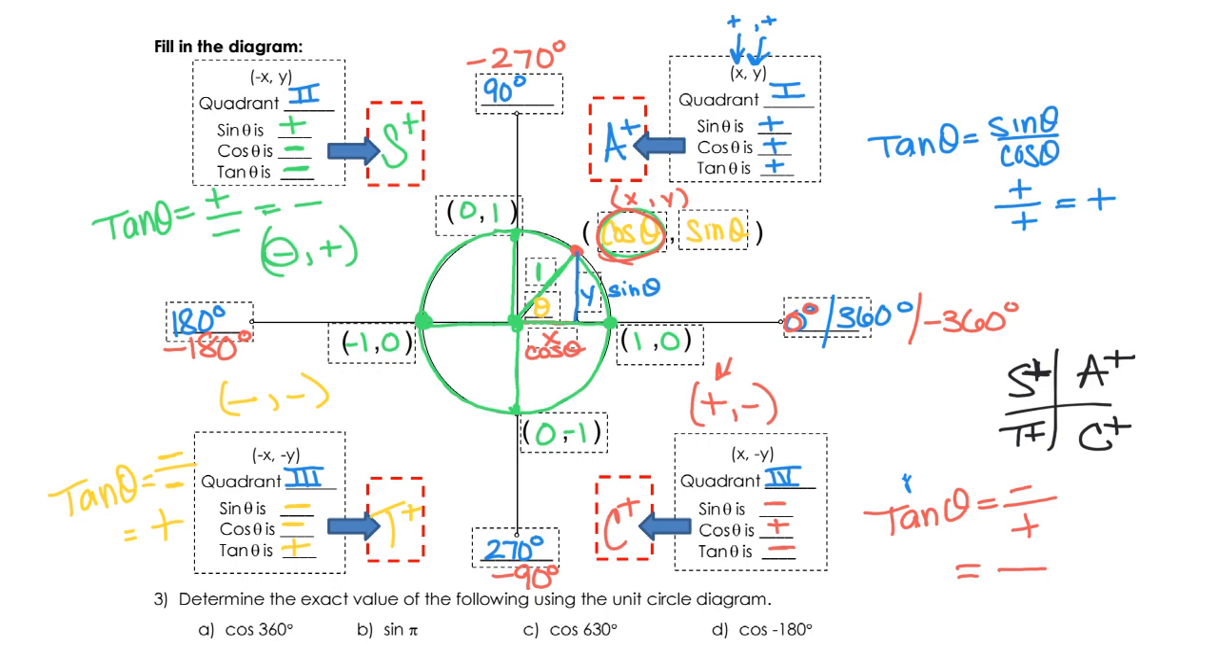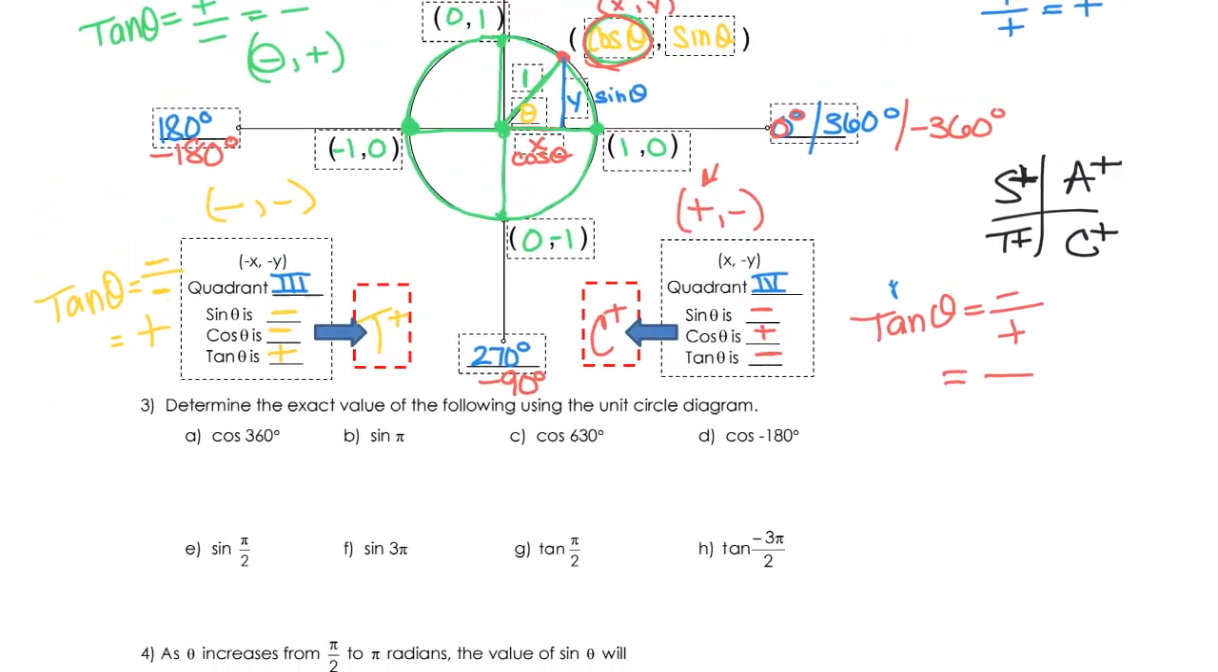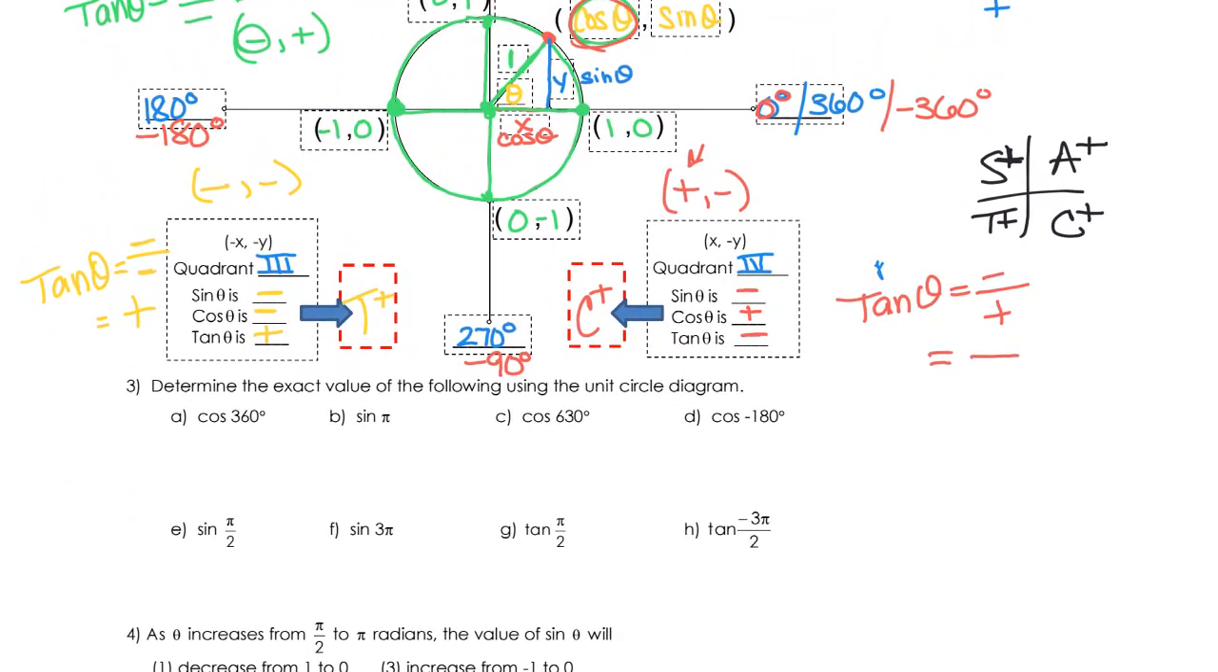All right. So I'm going to scroll down a little bit so we can answer some questions based on our unit circle. In number 3, it says to determine the exact value of the following using the unit circle diagram. So we want the cosine of 360 degrees. At 360 degrees, we're at this point on the unit circle. Because cosine is the x-coordinate, cosine of 360 degrees equals 1.